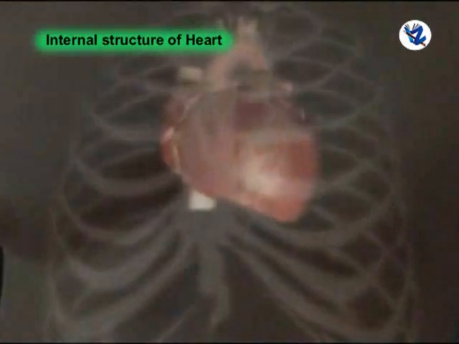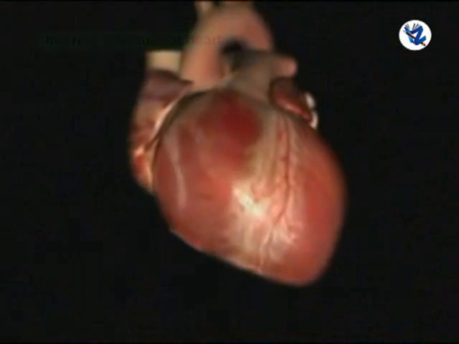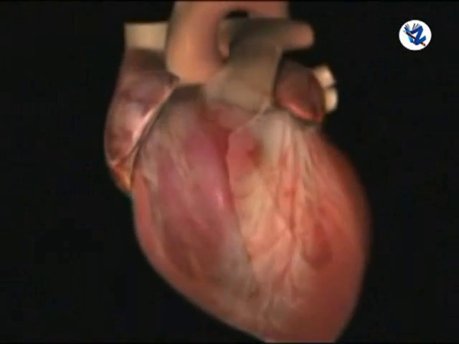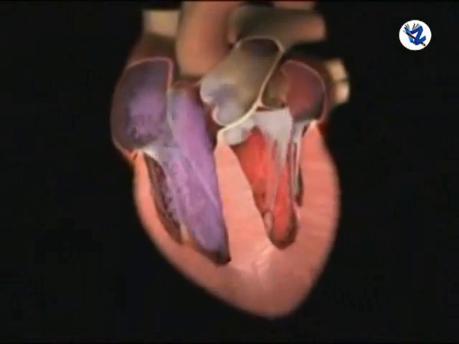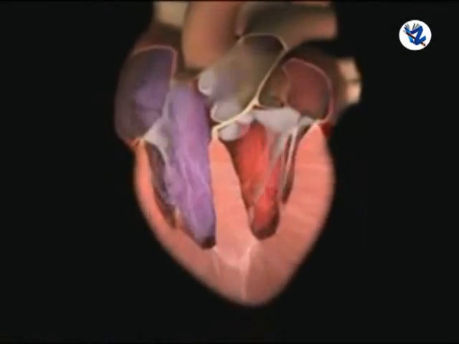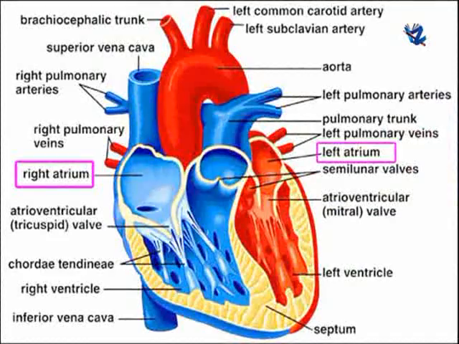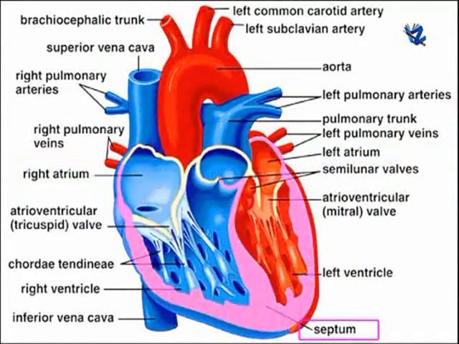Internal structure of heart. Internally, the heart is 4-chambered with 2 atria and 2 ventricles. Atria. The atria are thin-walled receiving chambers separated from each other by interatrial septum.